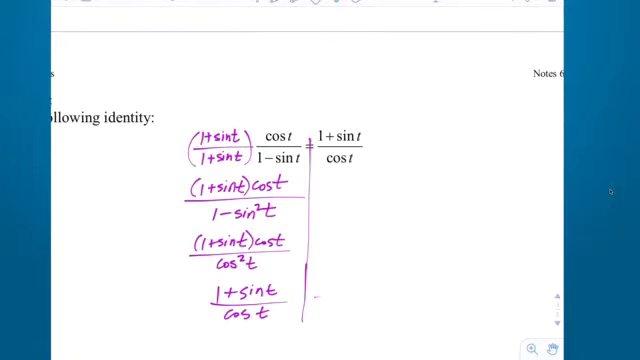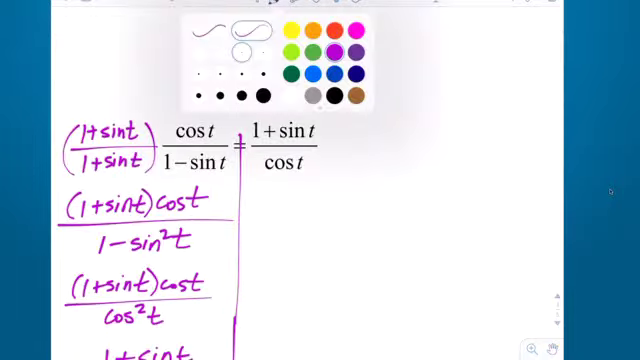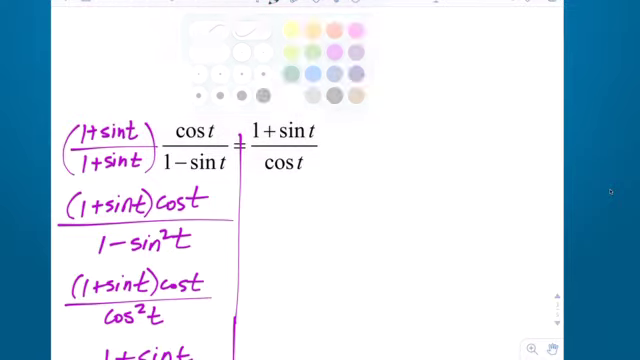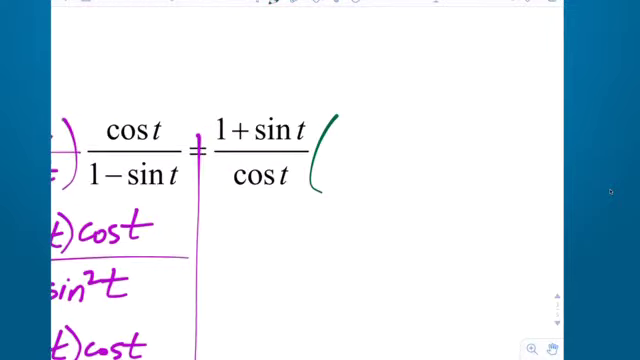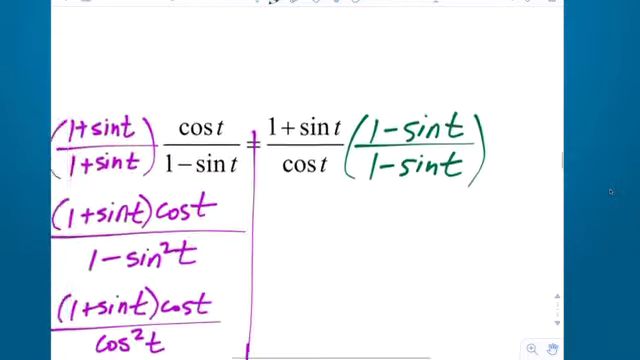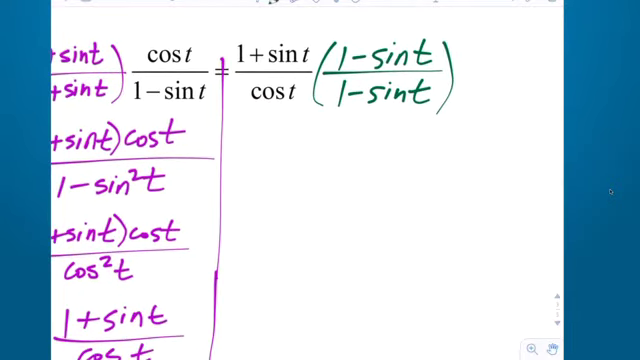Let me get rid of my work there and just show you what the proof would look like from the other side. Really, by the same argument, we're going to multiply this one by 1 minus sine of t over 1 minus sine of t, right? See that? That sets up the conjugates in the numerator. It also introduces the 1 minus sine of t into the denominator, which is what I want.